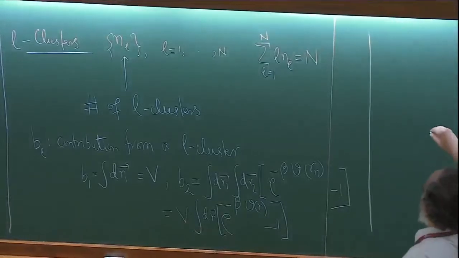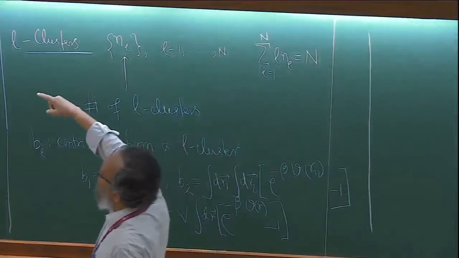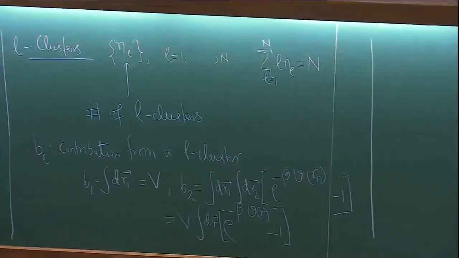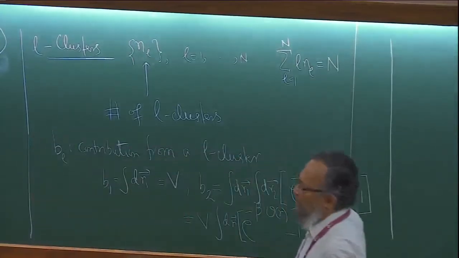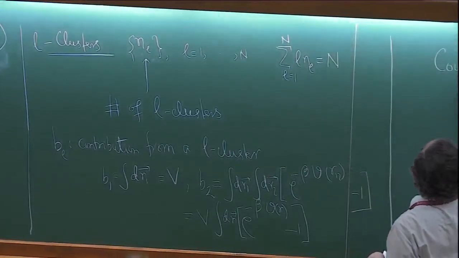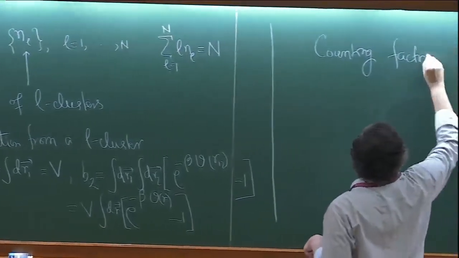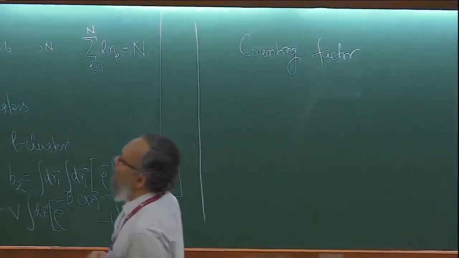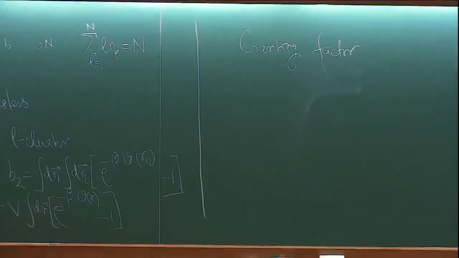So the counting factor. When I specify a diagram by these n sub l's, I want to find out how many different ways I can assign indices to the n points, or n dots, that I have in that particular diagram. So the counting factor, or combinatorial factor, again, it would be instructive for you to actually look at small values of n and then see how these counting factors actually arise. But the arguments also are quite simple.